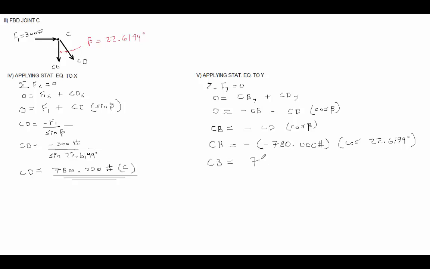CB equals 720 pounds in tension. So once again, the tricky part about this is that all of the answers are dependent upon the answers in the previous section. So now when I use CD and CB in any other diagrams, they are no longer unknowns from the perspective of this problem. They are now knowns, and I have to include their senses correctly.